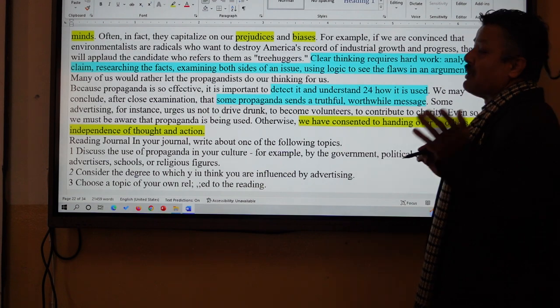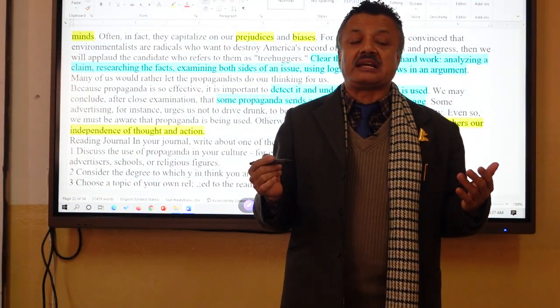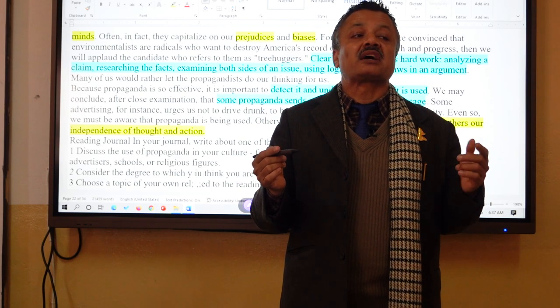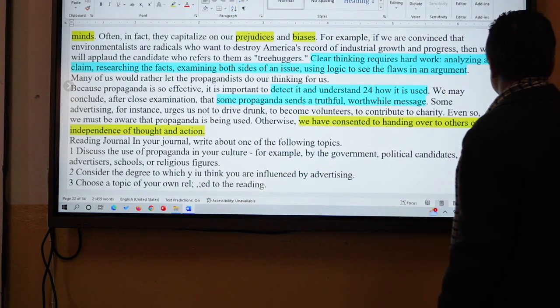When you go to the market for shopping, be very careful. Do not buy anything simply because they are advertising. Right? Cross-check, verify whether it is a good product or not.